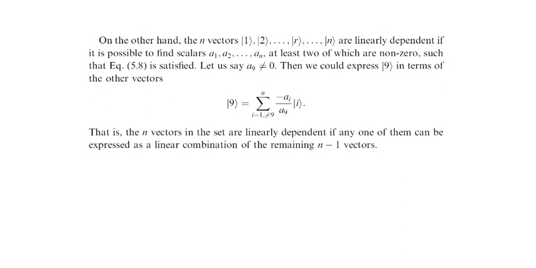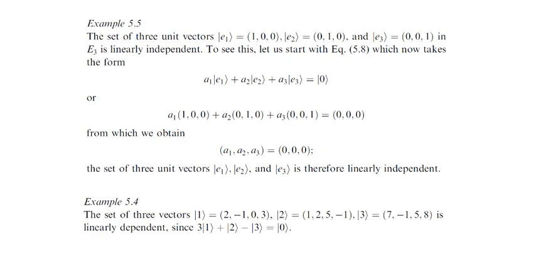Okay, now let's see a few examples. Just as we said before, these are unit vectors which span the three-dimensional Euclidean space. They are linearly independent. So how do we check whether they are linearly independent or not? You write a linear combination of these three vectors and try to obtain the null vector from this set. So how do you write it? A1 times the first vector, A2 times the second vector, A3 times the third vector equal to 0.